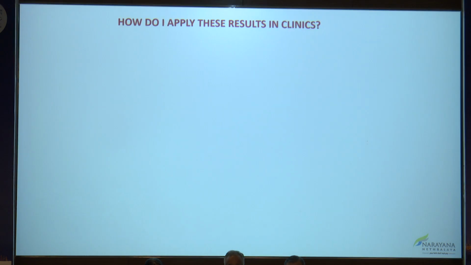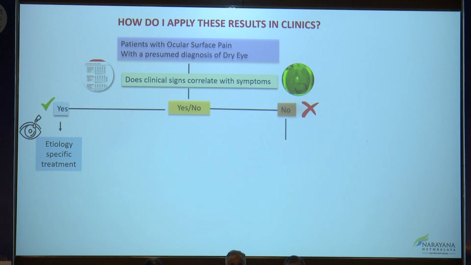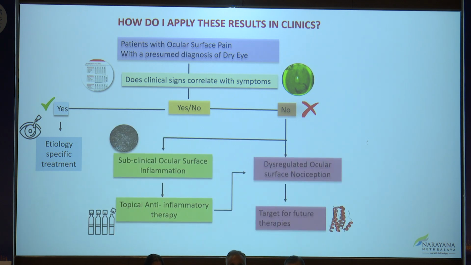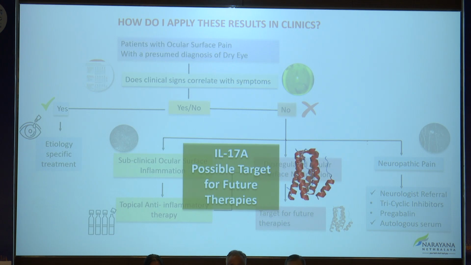We also gave a novel algorithmic approach, where we show that if you find a discordance between the clinical signs of dry eye disease and the patient's symptoms, try to look beyond the traditional tests of dry eye disease. Look for subclinical ocular surface inflammation through confocal microscopy, think there might be some level of dysregulated ocular surface nociception, and also think of a neuropathic pain component. Maybe it is better to involve a neurologist in your treatment paradigm. And in future, we are looking for possible targeted therapies for these patients. Together, we can help these patients in a better way than with the existing management plan.